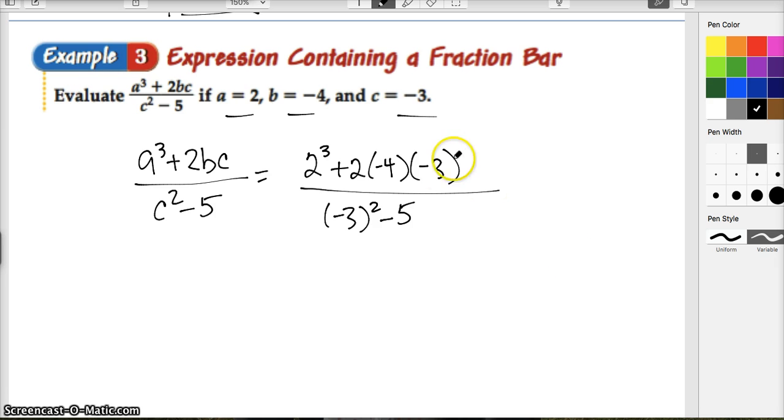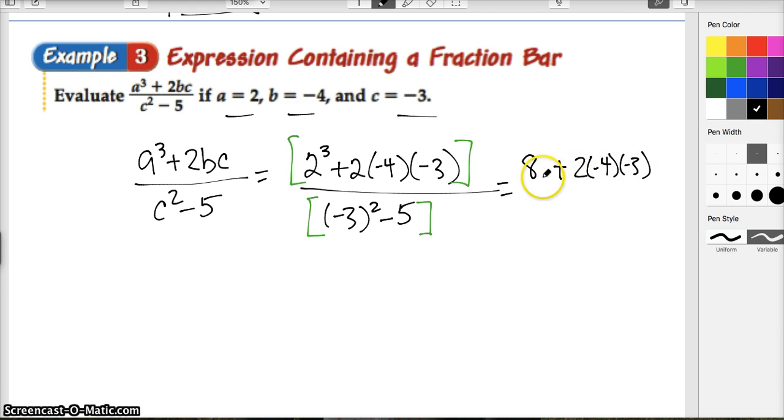And so now it's showtime. So what I need to do is remember that in a way there's the magical brackets that keep the numerator and denominator separate, meaning I need to simplify the numerator and denominator separately as best I can before I can proceed. So let's take a look at the top. At the top I've got 2 to the third power, which I know is 2 times 2 times 2, which is 8, plus 2 times negative 4 times negative 3.